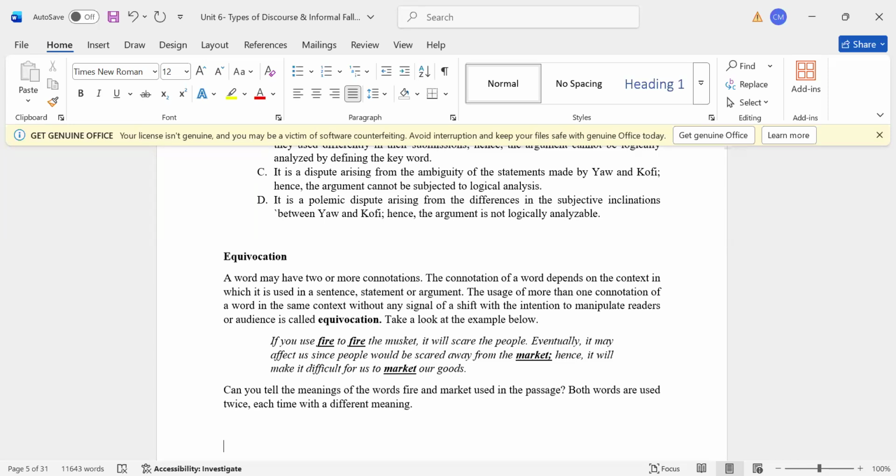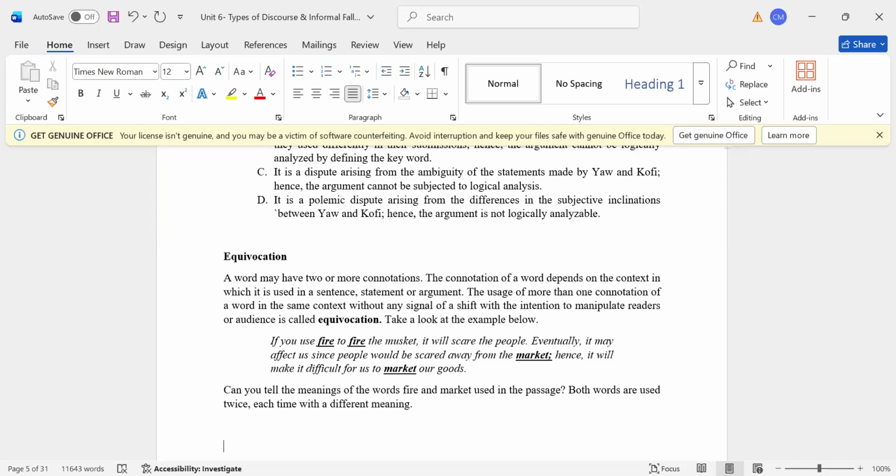So identify the word, look at it in the context it is used, and come to the conclusion that the first meaning of the word is different from the second meaning of the word. When you have come to this conclusion, then you resolve it by replacing one of them with a synonym. You can replace the first one with a synonym or replace the second one with a synonym.